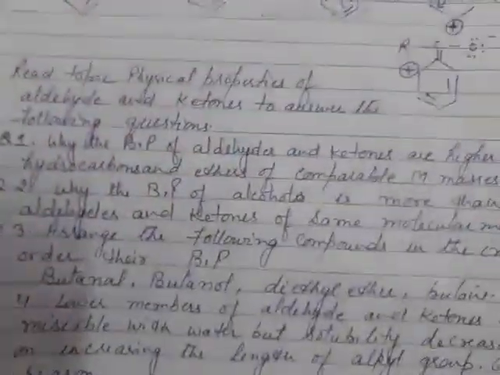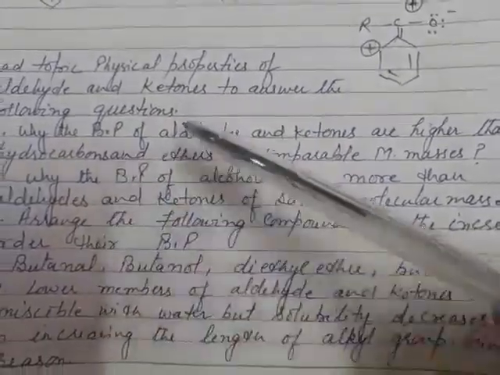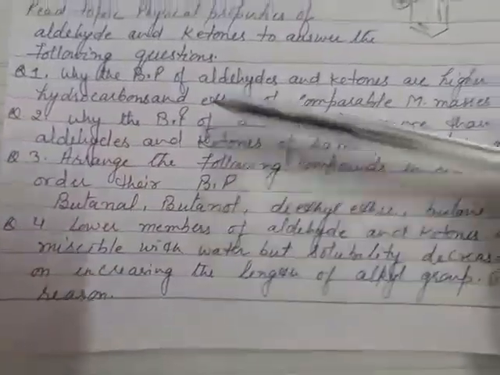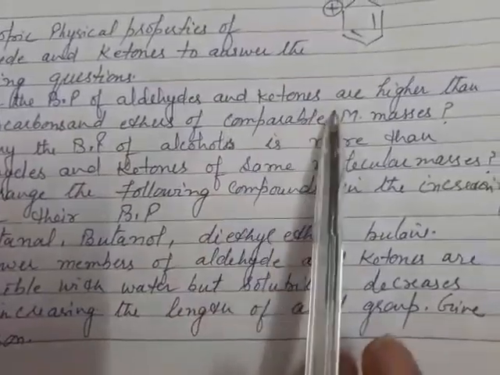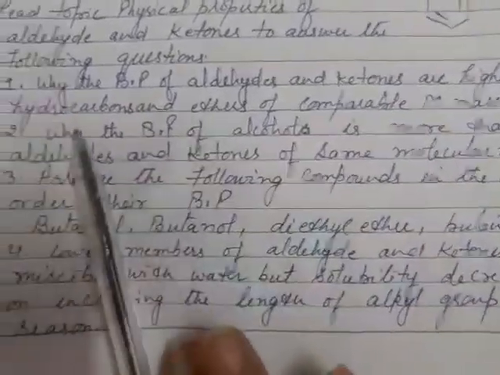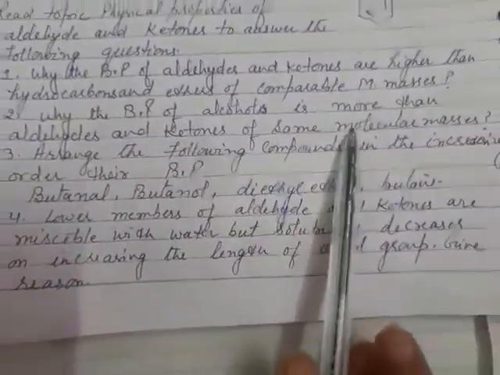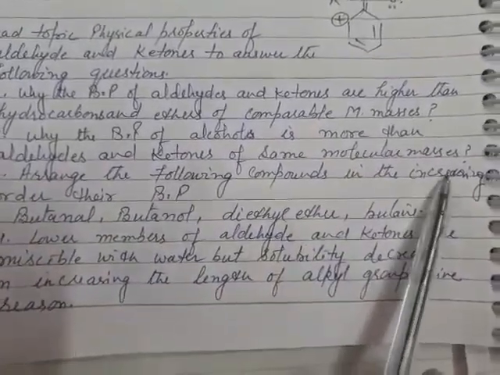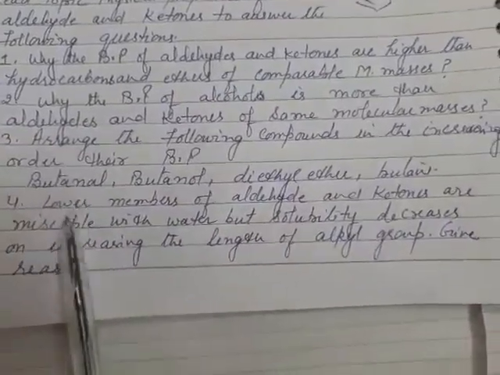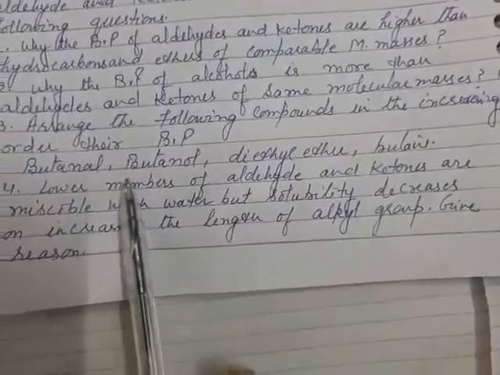Now you will be reading the physical properties of aldehydes and ketones and you will be answering these questions. I would like to repeat these questions: why are the boiling points of aldehydes and ketones higher than those of hydrocarbons and ethers of comparable molecular masses? Second, why is the boiling point of alcohol more than that of aldehyde and ketone of the same molecular masses? Then I have given one question where you have to arrange these compounds in the order of their increasing boiling point.